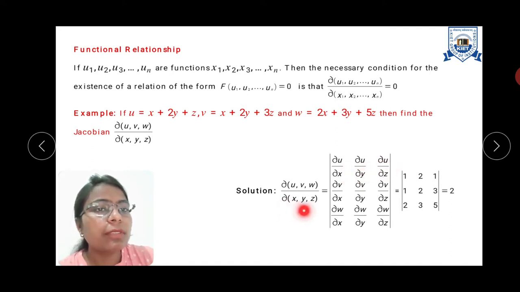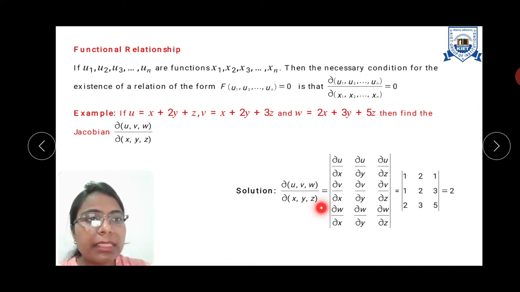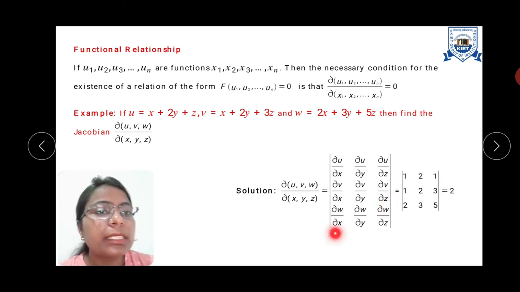v is also a function of x, y, z. So the second row of this matrix contains the partial derivatives of v with respect to x, y and z, and the third row contains the partial derivatives of w with respect to x, y and z.